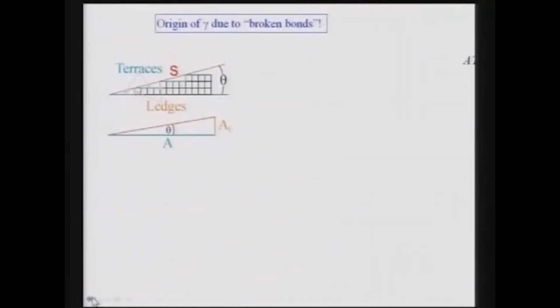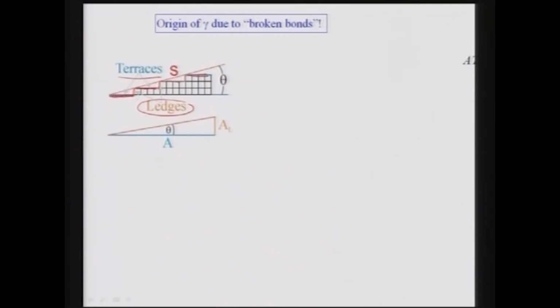We can see that the origin of gamma is attributed to the broken bonds. If you have a surface, the roughness of the surface can be described by terraces or ledges. The terraces are like a step structure, and there are some vertical broken bonds, which are the ledges in a system. The total length of the ledges is given by A1 plus A2 plus A3.